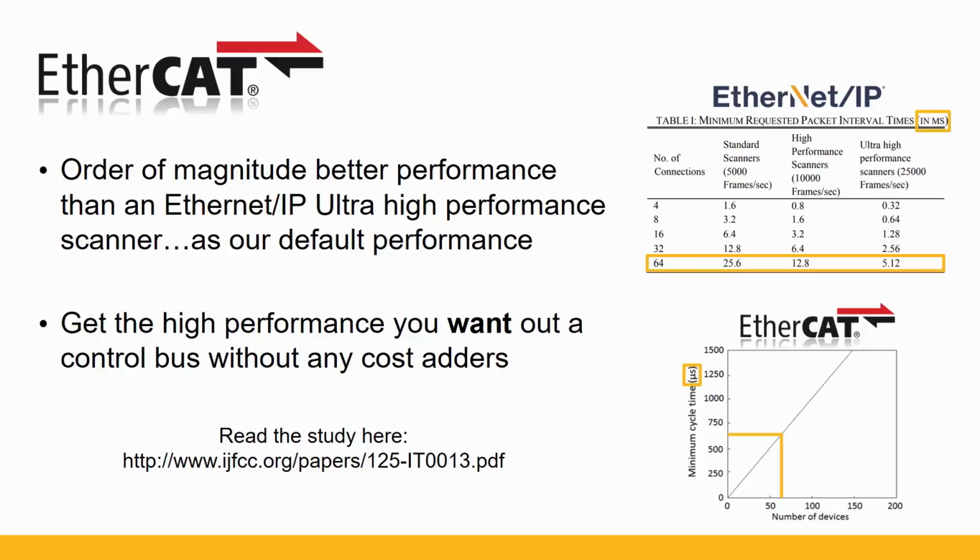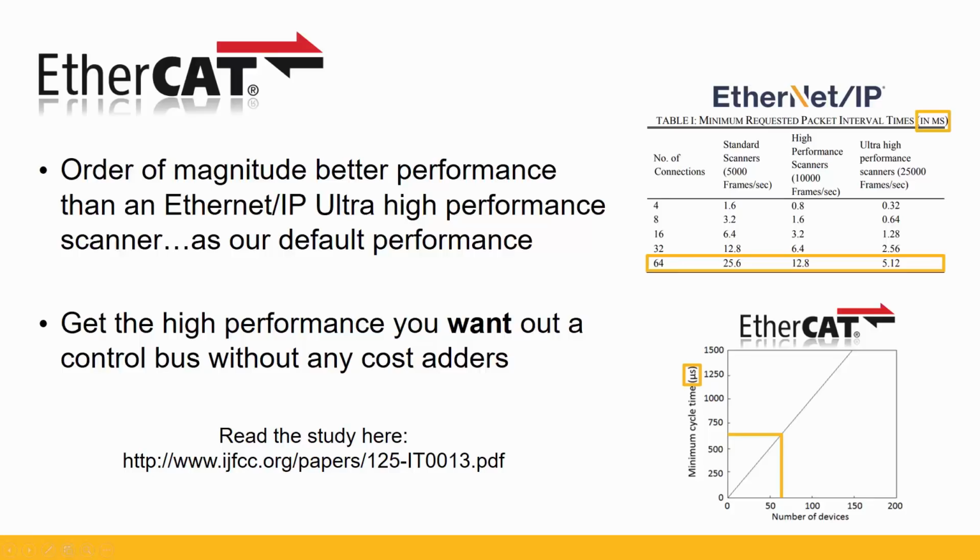Given 64 connections, or 64 devices, on the network, using an ultra-high performance scanner, it took EtherNet/IP 5.21 milliseconds to read and write from all of these devices. Given a similar network over EtherCAT, 64 devices took a little over 600 microseconds to read and write to all of those devices. So again, there is an entire order of magnitude difference between a typical EtherCAT network and an ultra-high performance scanner Allen-Bradley product. So when you want to talk speed, there really is no comparison with EtherCAT.